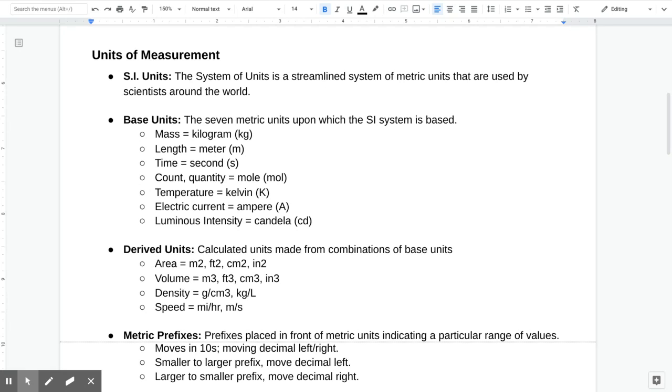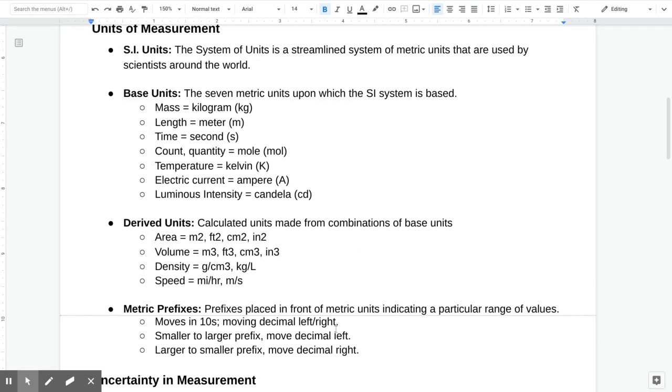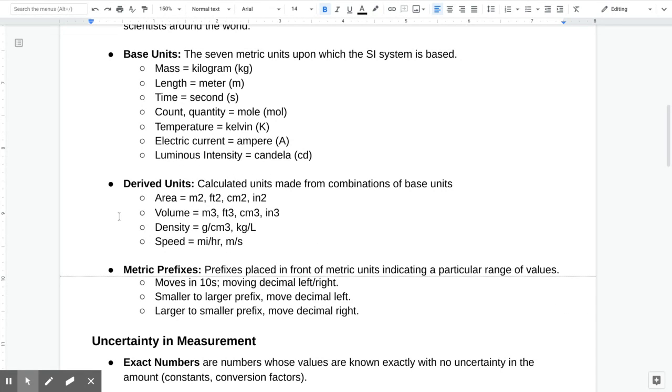You have ampere for electrical current, and then you have the candela for luminous intensity. We usually use lumens, which is a derived unit from candela. But anyway, I mentioned it: so what are derived units? These are calculated units made from combinations of base units.